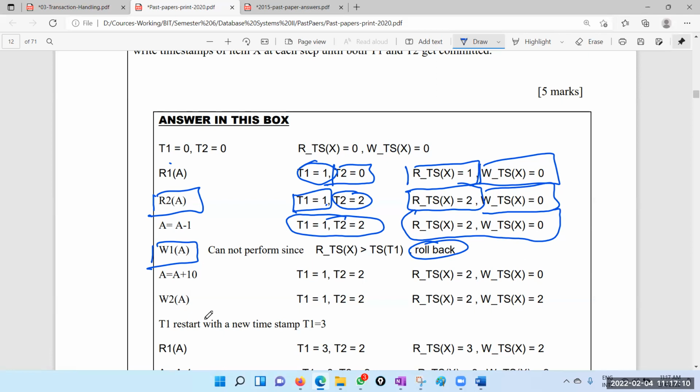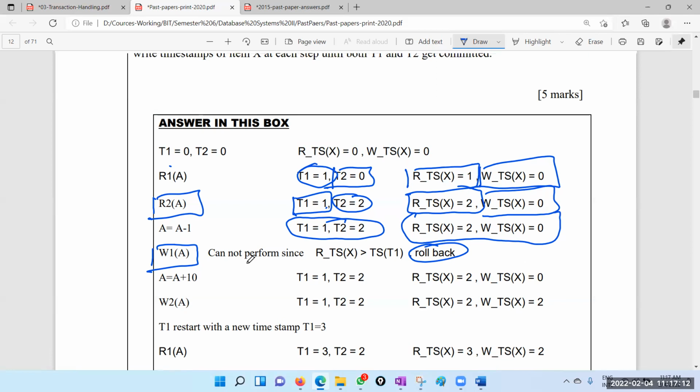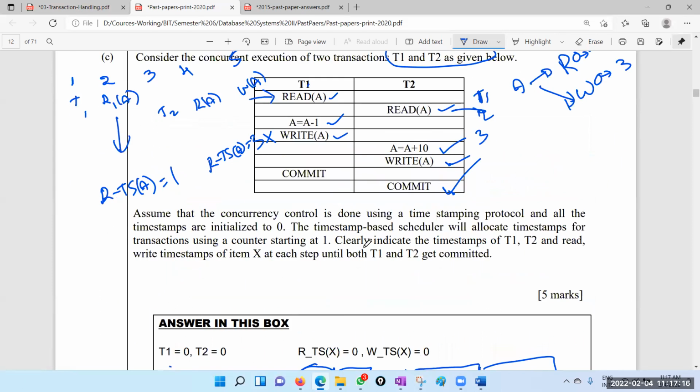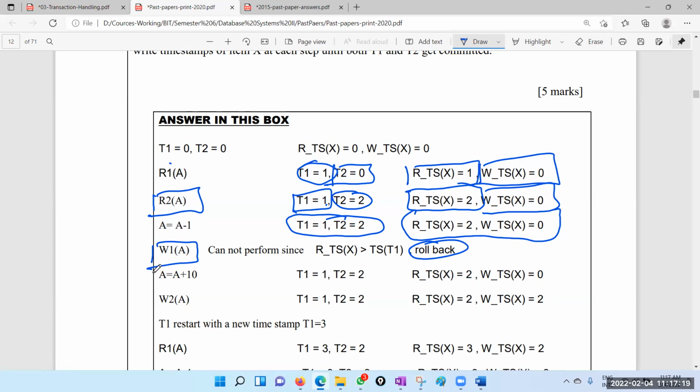Now the other transaction is doing A plus 10. That is fine. Still the transaction timestamps have not changed, and these things are not changed because it's not a database operation. It's a calculation.